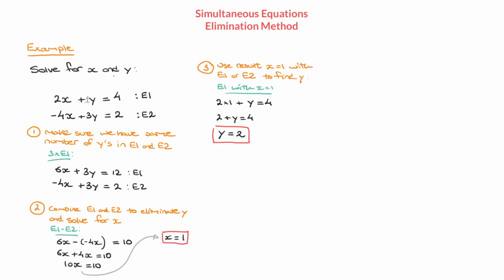And we could check that, of course. Indeed, if we replace x by 1 and y by 2 inside this first equation, we'll have 2 times 1, which is 2, plus 2, which indeed is 4. And in the second equation, replacing x by 1 and y by 2, we'll have negative 4 times 1, which is negative 4, plus 3 times 2, which is 6. And so negative 4 plus 6, well, that gives us 2. So these are definitely the correct solutions.